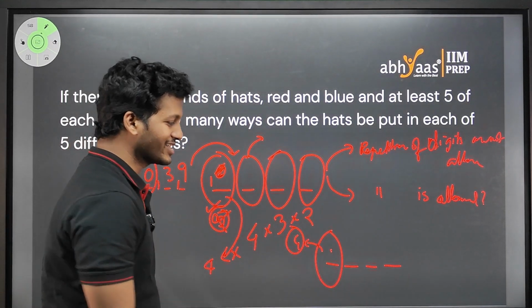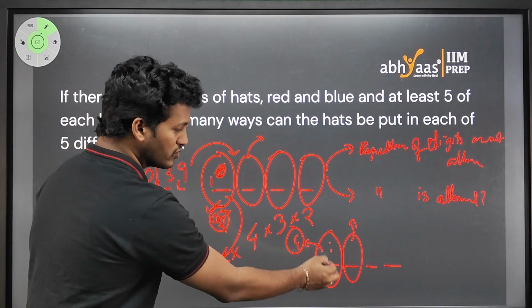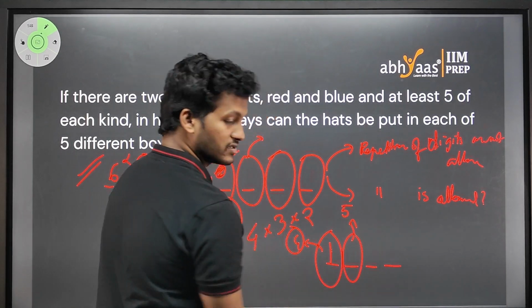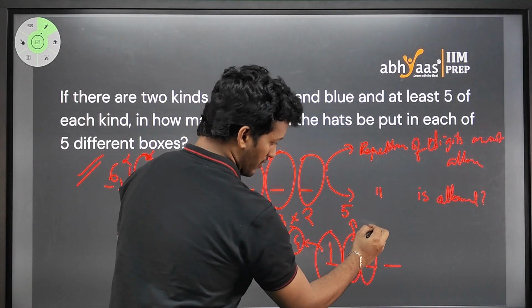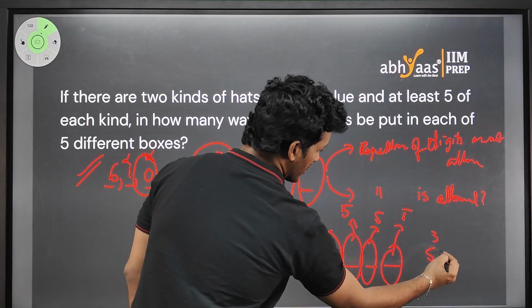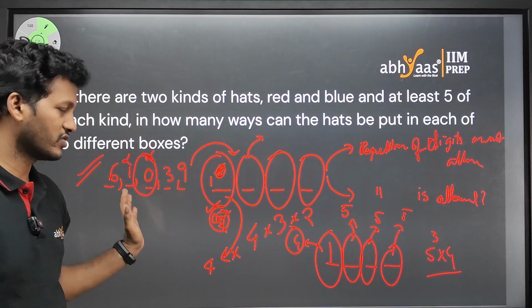Okay, coming to the next one. How many ways are there for me? Repetition is allowed, so if I use 1 here, I can use 1 again here. That means again I have 5 ways. Here again 5, here again 5. That means the number of 4-digit numbers is 5 cube into 4. That is the answer for this question.